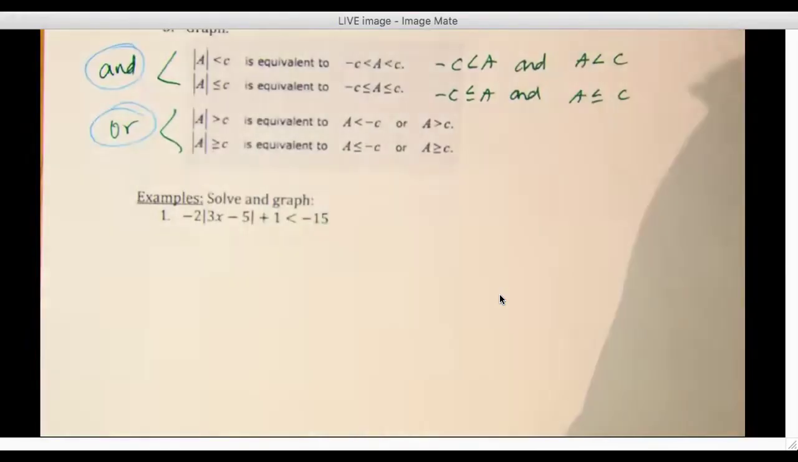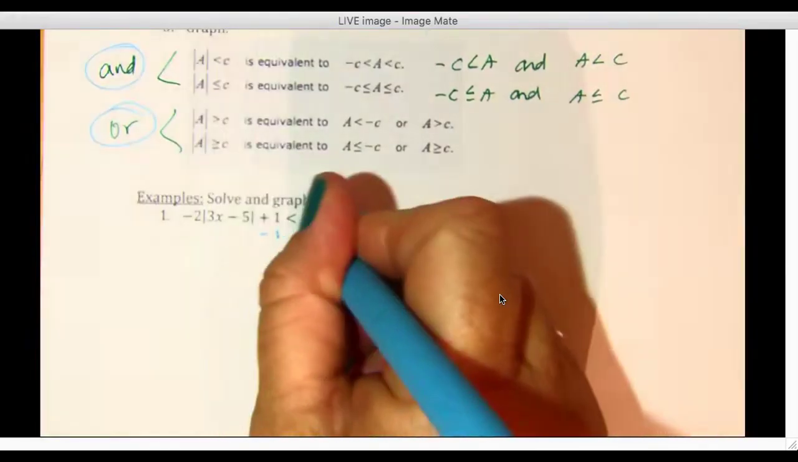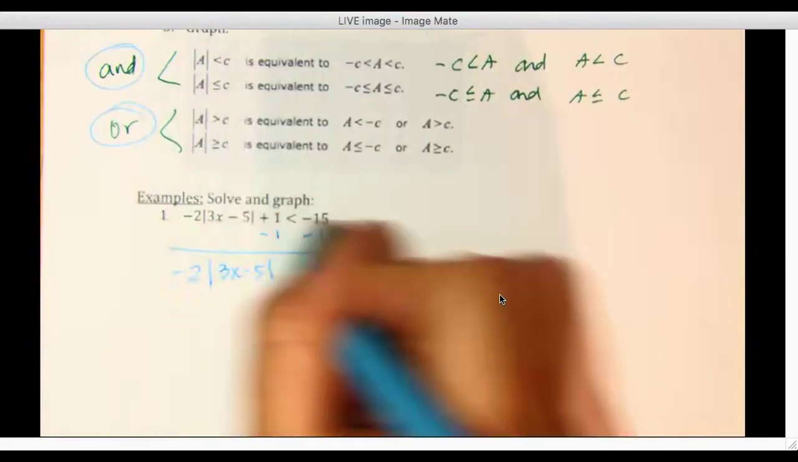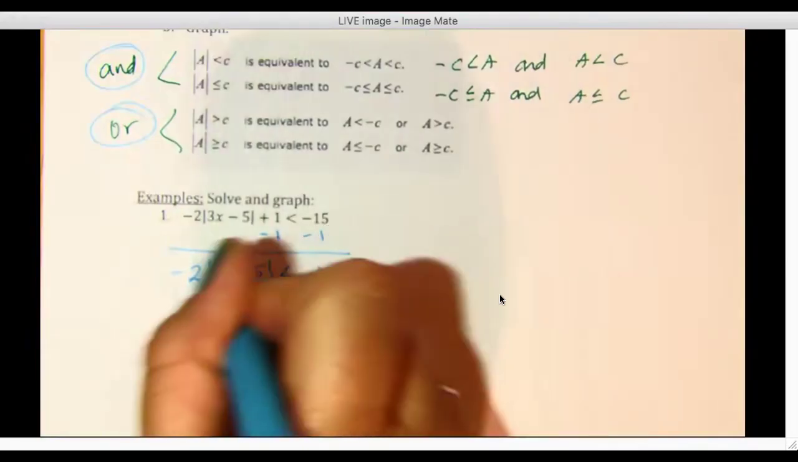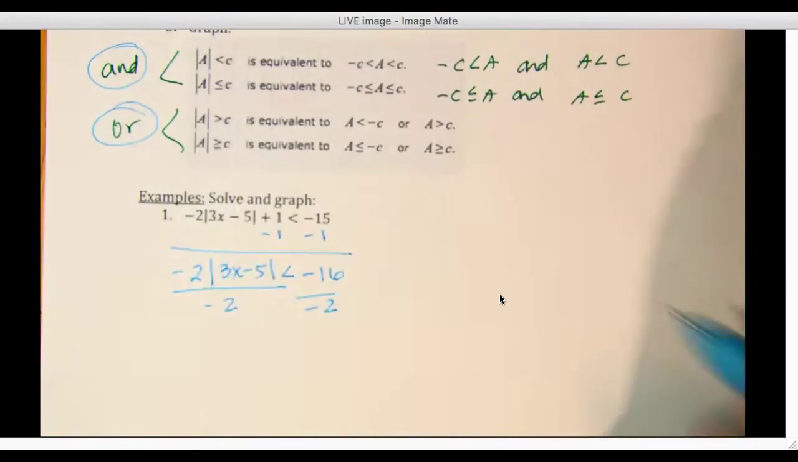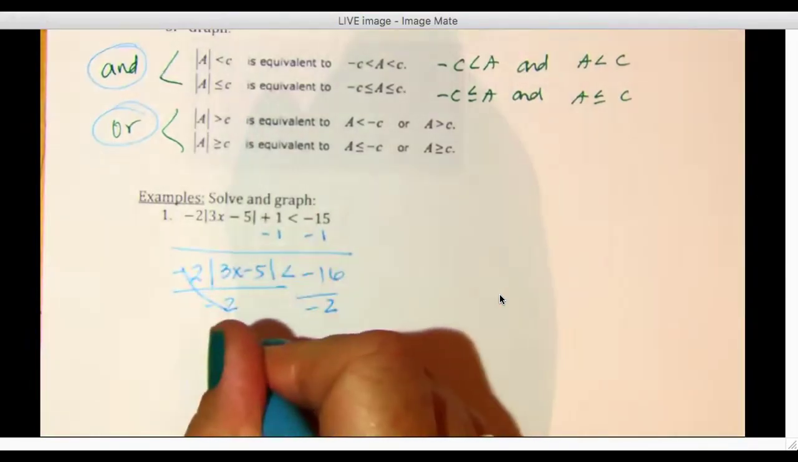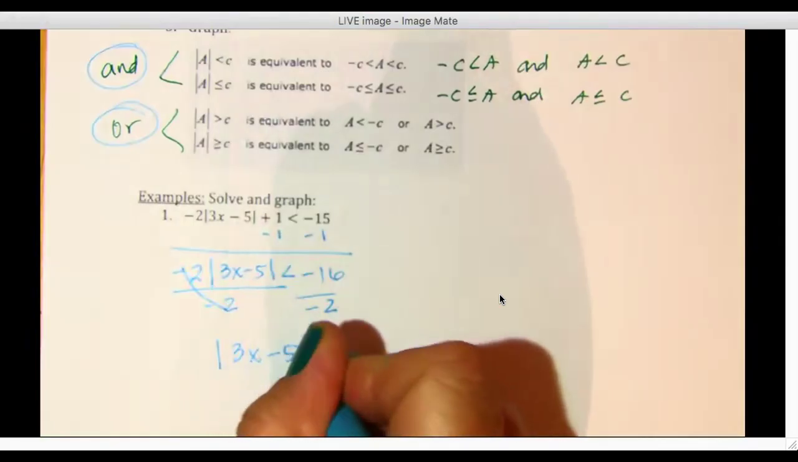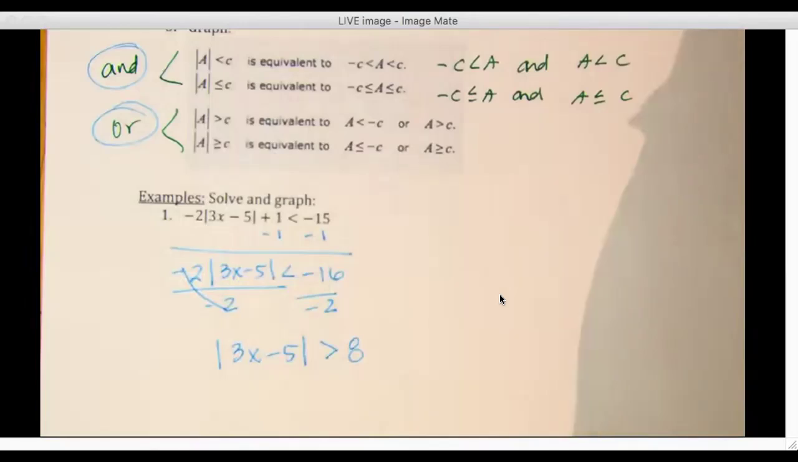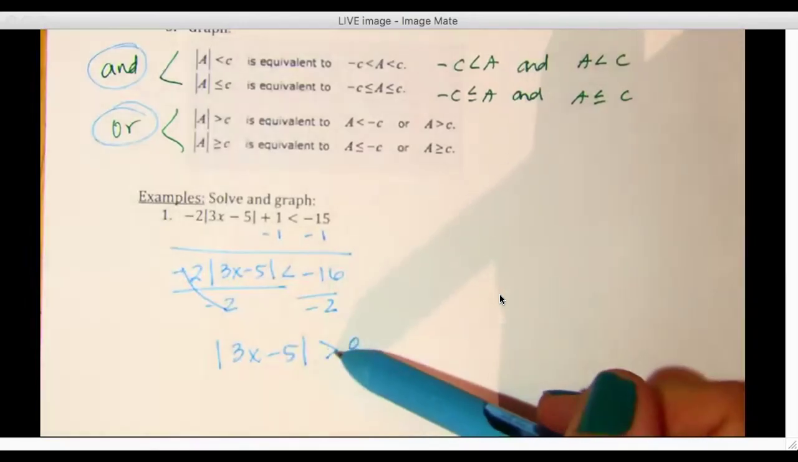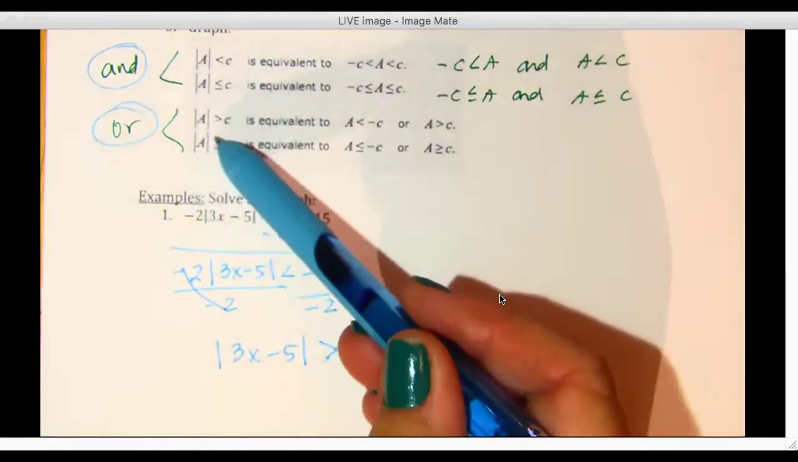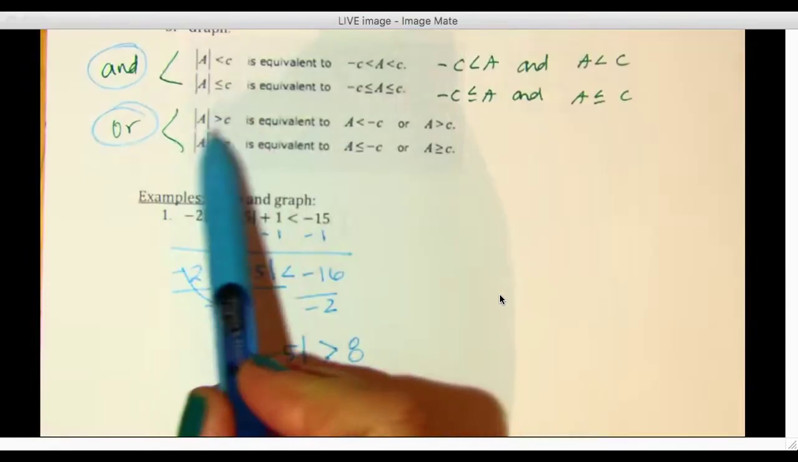So let's see how this gets set up in this example. First I need to get the absolute value by itself. So I subtract 1 from both sides: -2 absolute value of 3x minus 5 is less than -16. I can divide both sides by -2. But remember, when we have an inequality, if we divide both sides by a negative number, we have to flip the direction of the inequality. So now it's pointing this way, and that'll be +8. And now I can go ahead and write two inequalities, but notice it's pointing to the absolute value. So using my chart up here, it is going to behave like an or inequality. We actually have this scenario here.